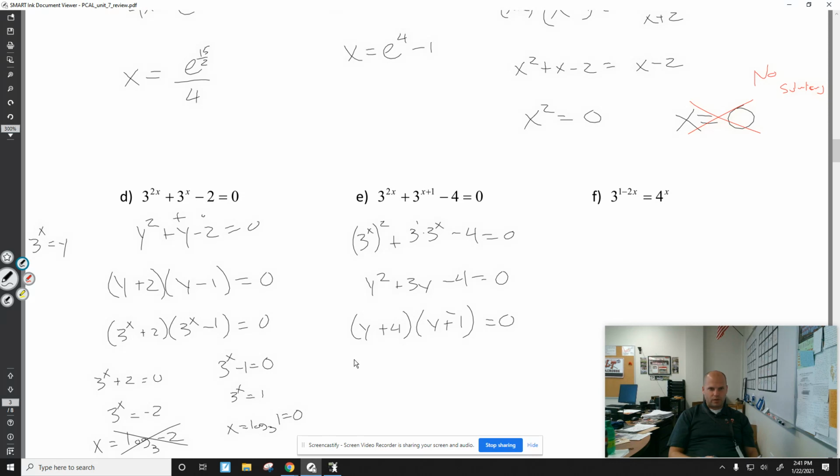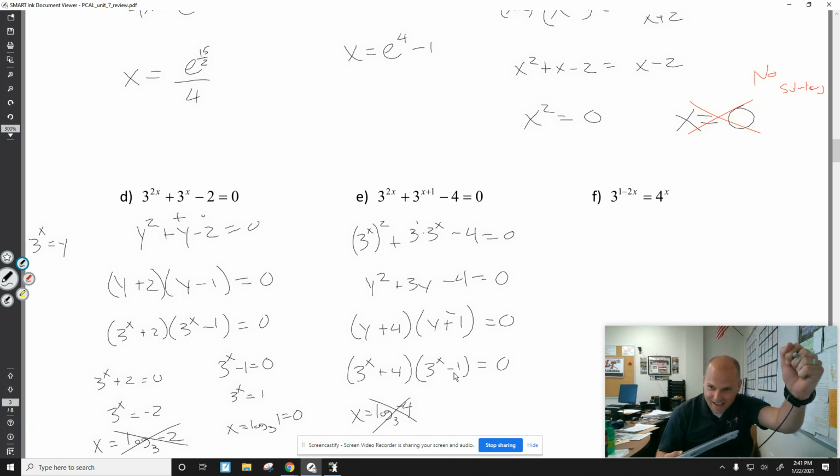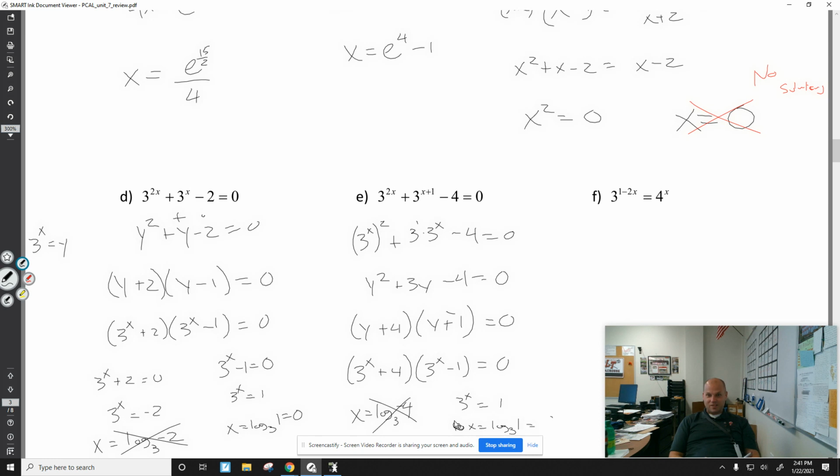Replace y with 3 to the x. 3 to the x plus 4, 3 to the x minus 1 equals 0. Solve, subtract 4, you'd get x equals log base 3 of negative 4 here. That'd be wrong. Add 1. Look, it's 0 again. 3 to the 0 plus 3 to the first is 1 plus 3 minus 4. Math humor. 3 to the x equals 1. Take the log base 3 on both sides. X equals the log base 3 of 1. Log base 3 of 1 is just 0.